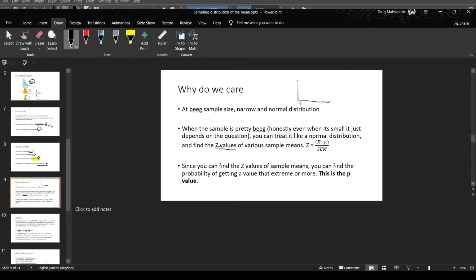So once you have a sampling distribution that looks a lot like a normal distribution, you can find its z values for each of the points, right? And you can also find the probability of getting values that are higher here, right? And so the probability of getting a value that's, say, this far away from the mean or higher is the p-value of an experiment, right? So that's the statistical significance.